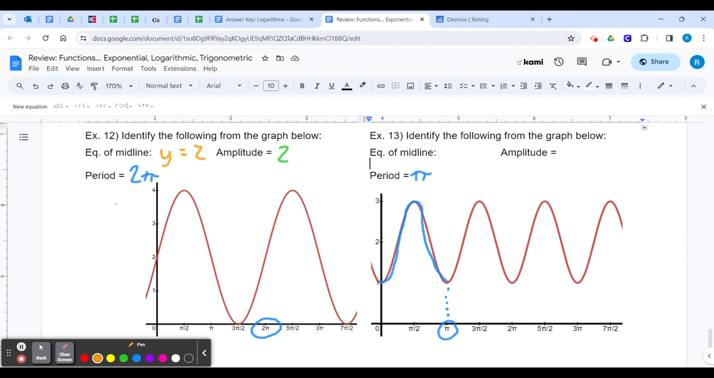So our equation of the midline, look for that line of symmetry. It looks like it also happens at 2 here, where we have that line of symmetry. So y equals 2 for the equation of the midline. And if we measure our amplitude from the midline to a peak or a midline to a valley, it looks like it only goes 1 tick. So our amplitude is just going to be 1.